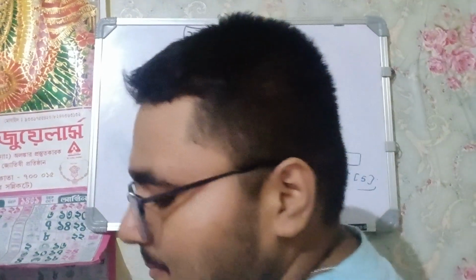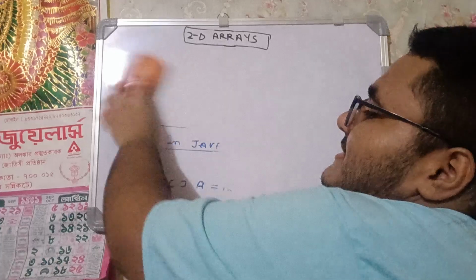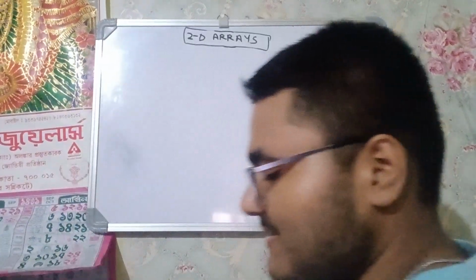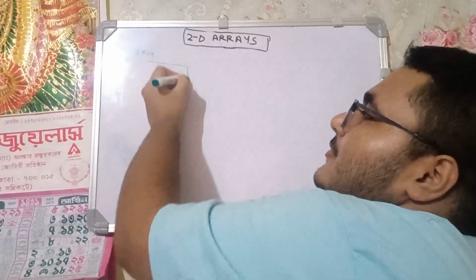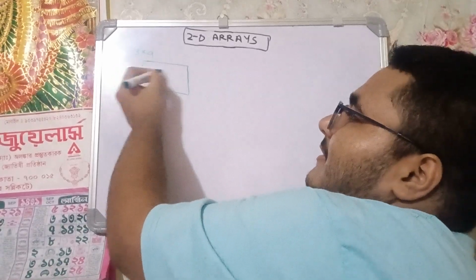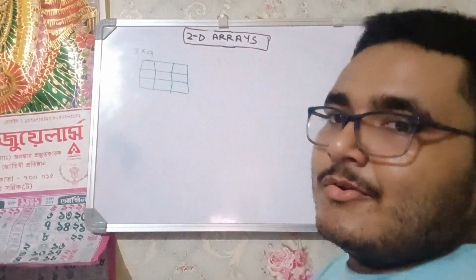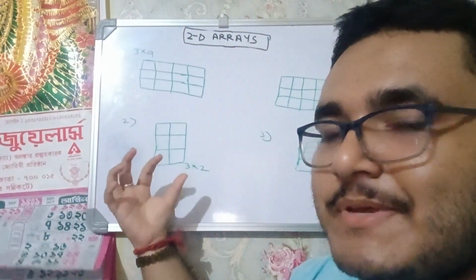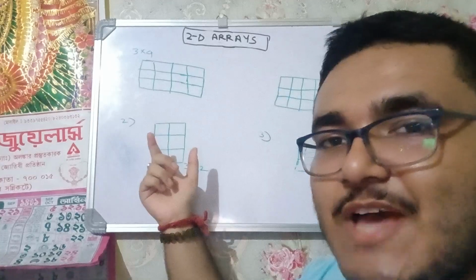Wait, so let me show a few examples how to declare it. You will understand it better. Let me take a few other examples. So I am taking a 3x4 matrix, okay? Okay, let me give you 5. Now, so see these images and try to tell me the syntaxes in case of Java.